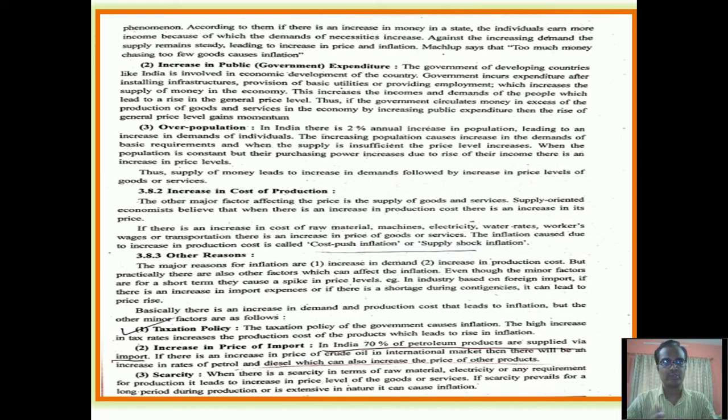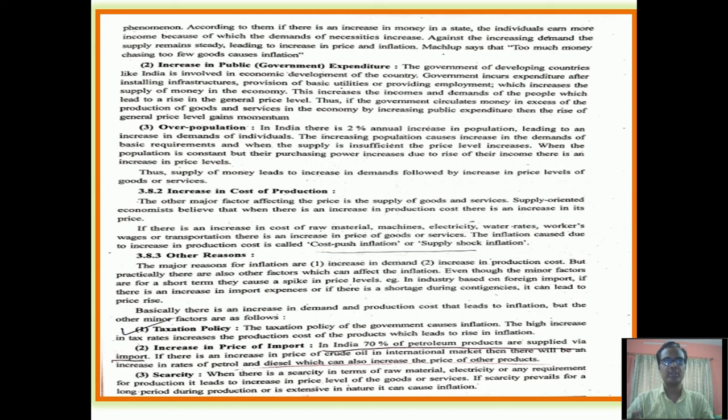Now second is increase in cost of production. If you want to get maximum supply in the market, land, labor, entrepreneur and capitalist work are there. If these all are together and produce some commodity, they want wages, interest, profit, whatever, and then they can earn something. So the other major factor affecting the price is the supply of goods and services. A supply-oriented economy believes that when there is an increase in production cost, there is an increase in the price. So cost of production leads to an increase in the price.